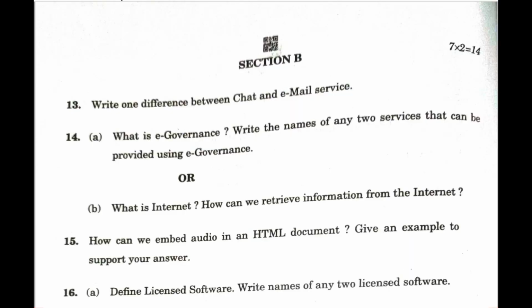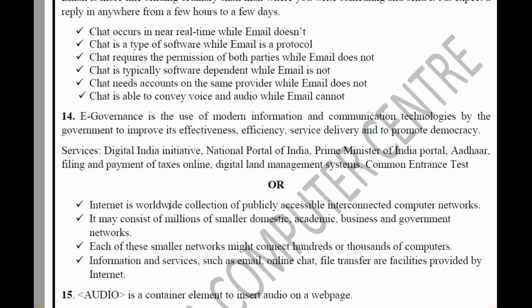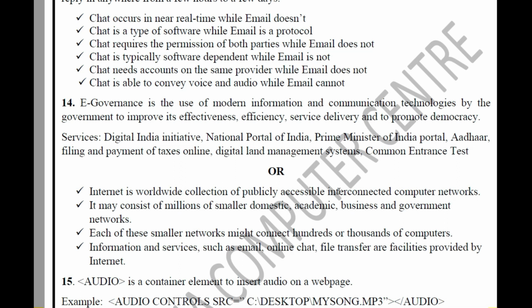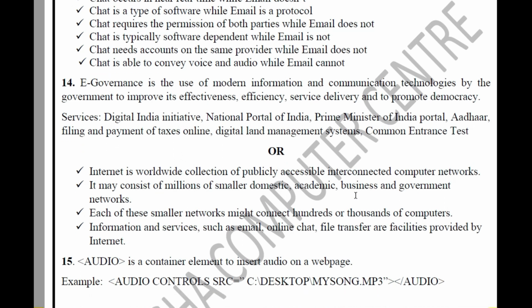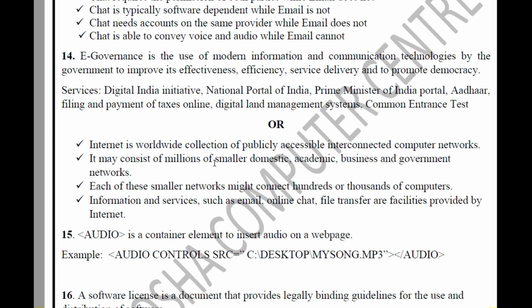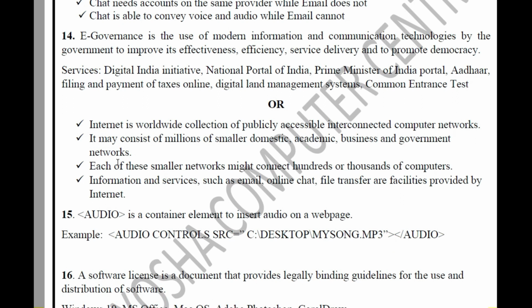Okay, next, it has been asked what the internet is and how we can retrieve information from the internet. So the internet is a worldwide collection of publicly accessible interconnected computer networks, and it may consist of millions of smaller domestic, academic, business and government networks. Each smaller network might be connected with hundreds or thousands of computers. So this is how the internet works.